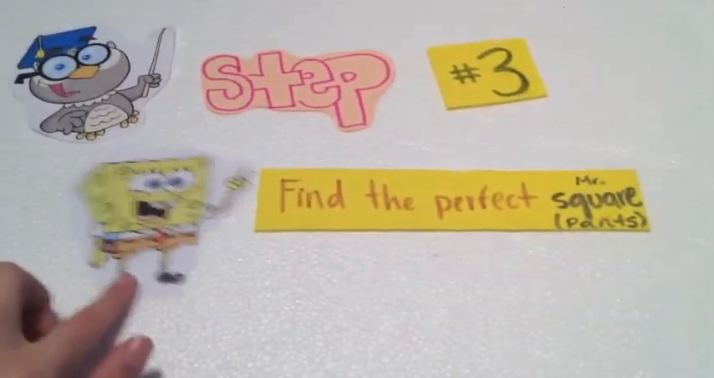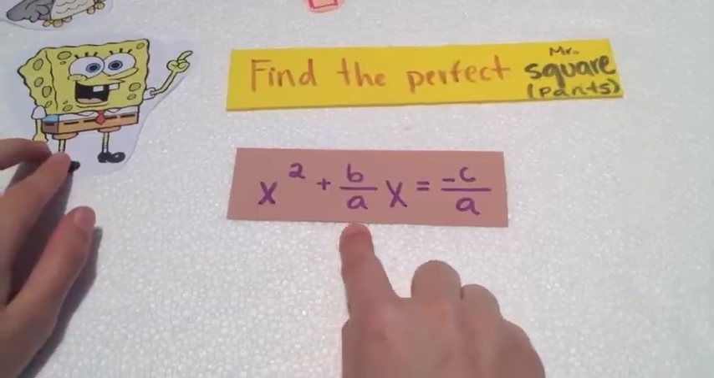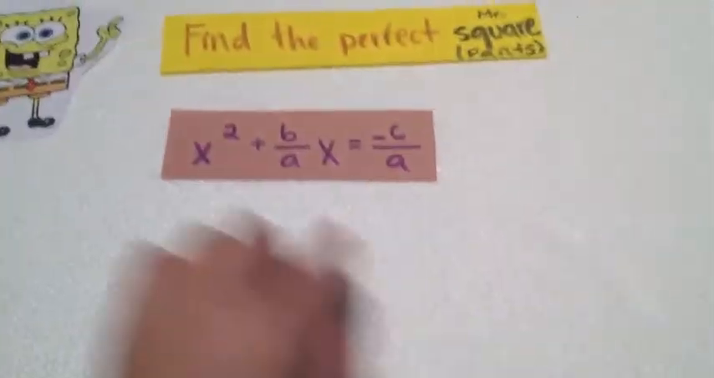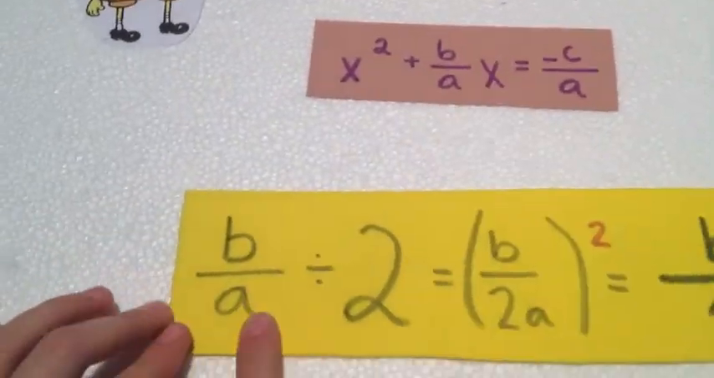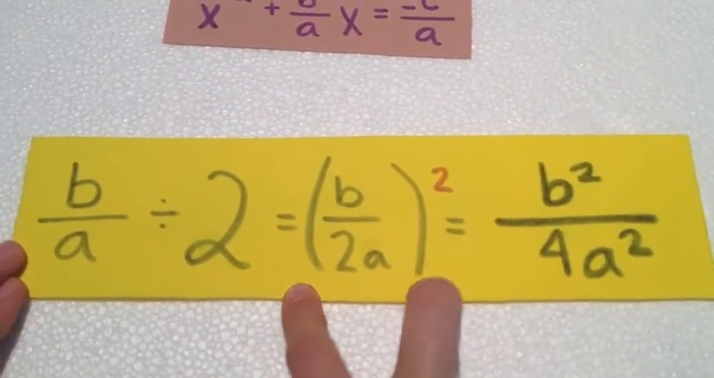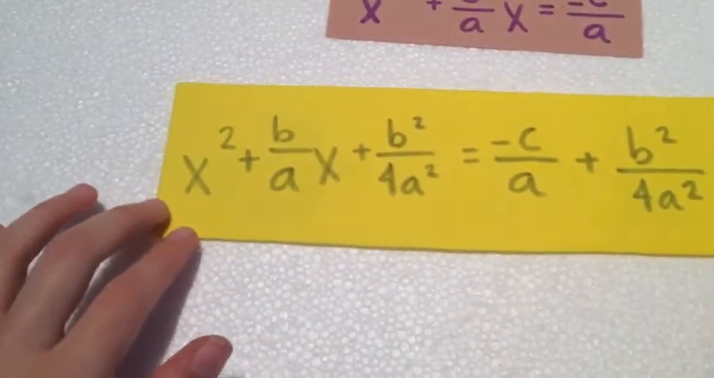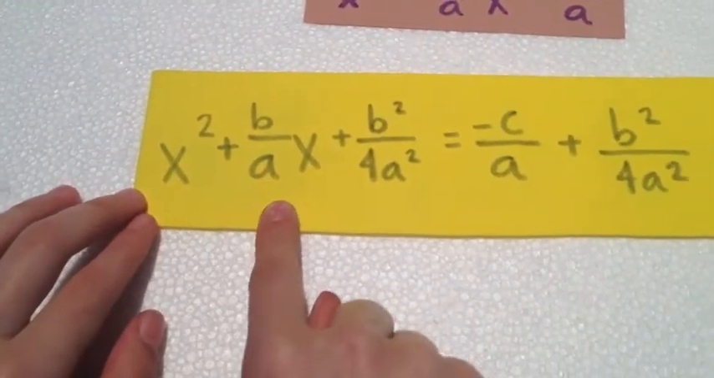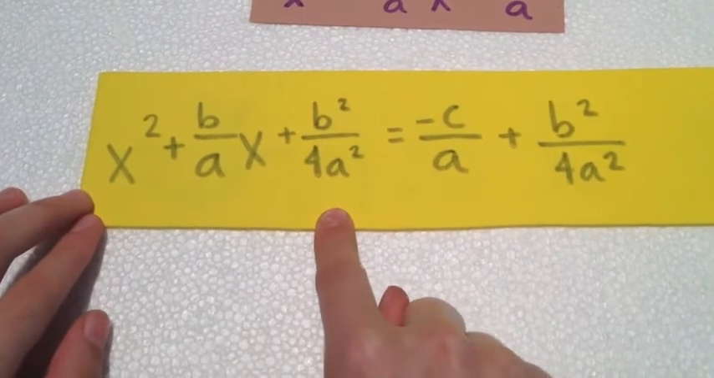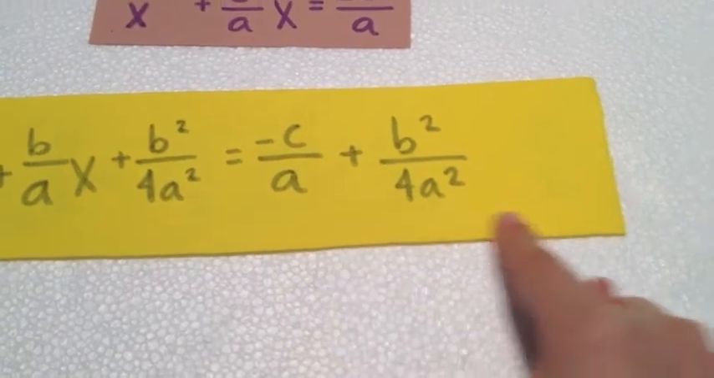Here is Mr. SpongeBob SquarePants. Hi, I'm SpongeBob SquarePants. On this step, you need to find the perfect square and add it to both sides of the equation. To do this, you have to divide the term b over a by 2, which will result in b over 2a. You now have to square it, and the result will be b squared over 4a squared. If you input it in the equation, it will end up as x squared plus b over a x plus b squared over 4a squared is equal to minus c over a plus b squared over 4a squared.